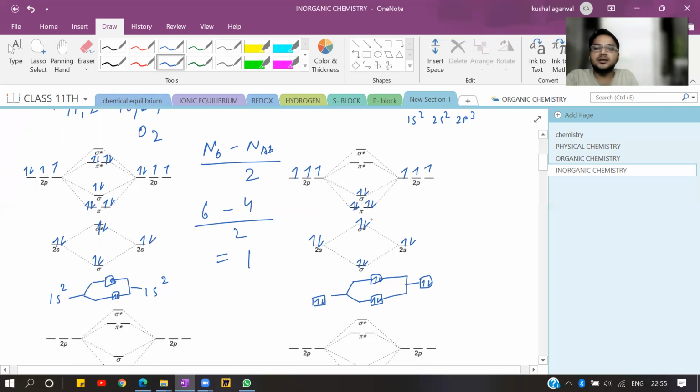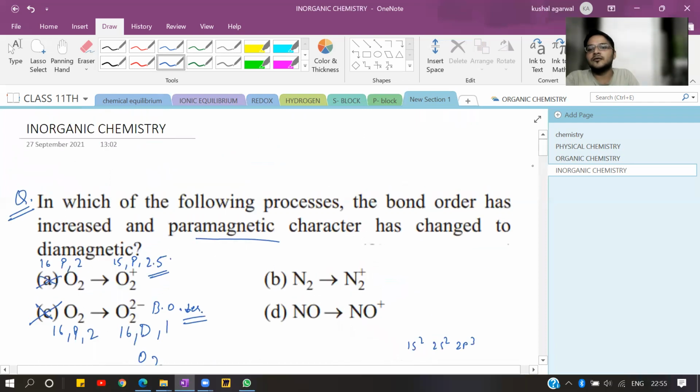So the number of electrons present in the 1s and 2s will get cancelled. The number of electrons present in anti-bonding is 0 and in bonding is 6. So bonding minus anti-bonding, 6 minus 0, divided by 2, that is 3. So the bond order for nitrogen, where the total number of electrons is 14, is 3, and you can observe it is diamagnetic in nature.